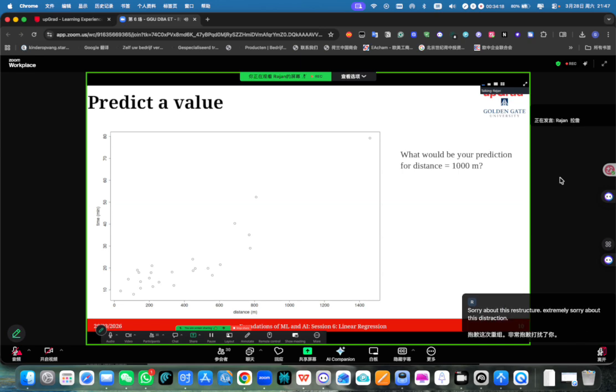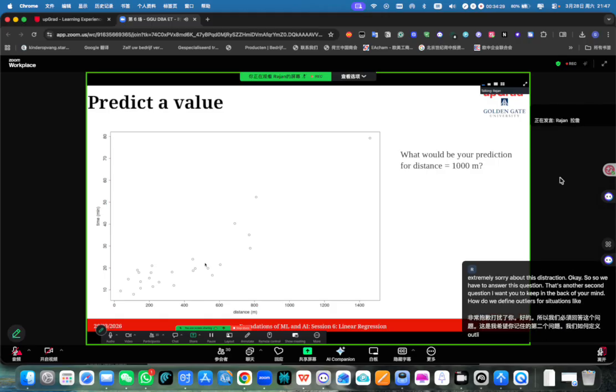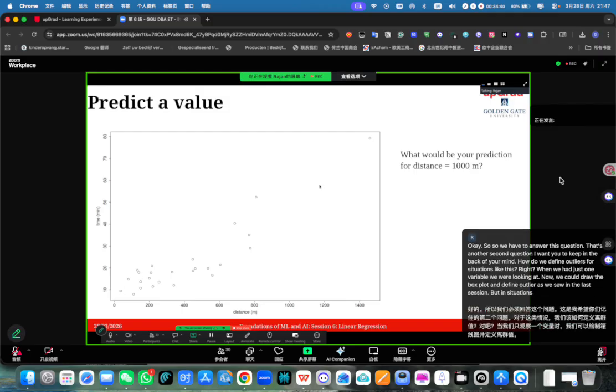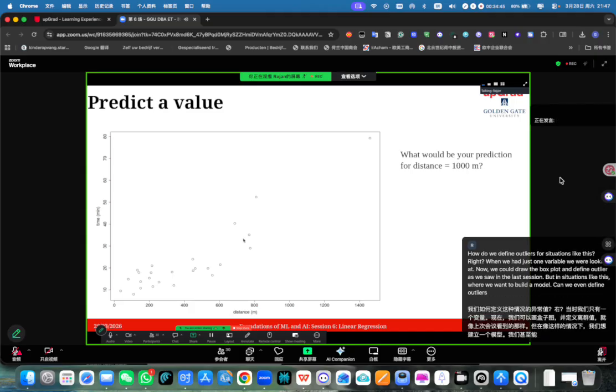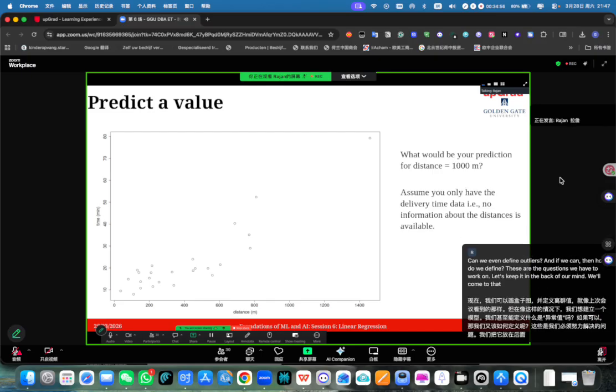Okay, so we have to answer this question. That's another second question I want you to keep in the back of your mind. How do we define outliers for situations like this, right? When we had just one variable we were looking at, we could draw the box plot and define outliers, as we saw in the last session. But in situations like this, where we want to build a model, can we even define outliers? And if we can, then how do we define? These are the questions we have to work on. Let's keep it in the back of our mind. We'll come to that in a short while.